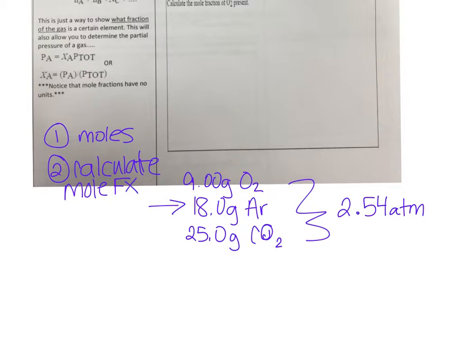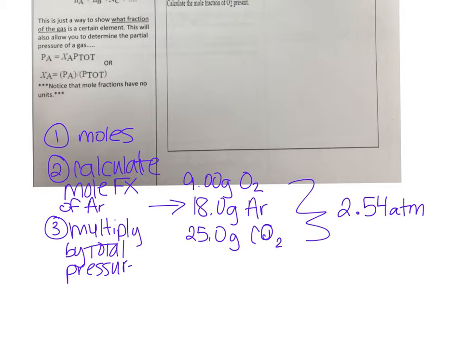By the way, I put X, okay? So mole fraction of argon. And then finally, you're going to multiply it by the total pressure. Okay, so go ahead and start getting all those three numbers into moles. Mole fraction just means part over whole. Okay, part over whole. Once you get that fraction, you multiply it by your total pressure, and then you're done.